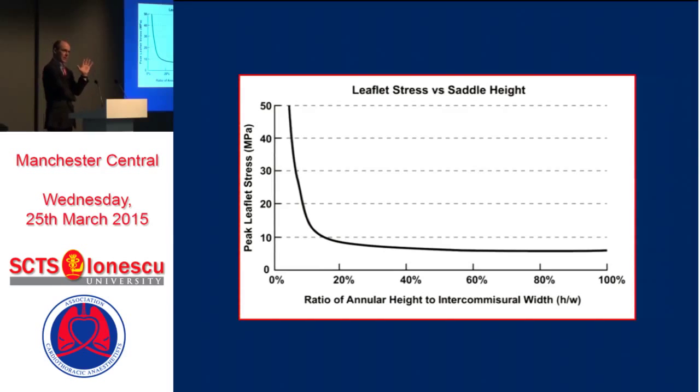So what this means in practice is if you lose that three-dimensional height of the annulus and it becomes flattened for any reason, either in type 1 or type 3 mitral regurgitation, peak leaflet stress is increased and the function of the valve is adversely impacted. So three-dimensional shape is important for the maintenance of normal mitral valve function.